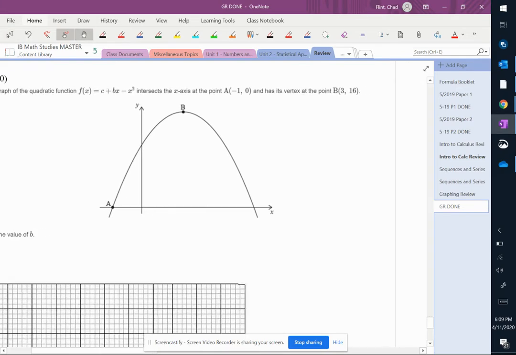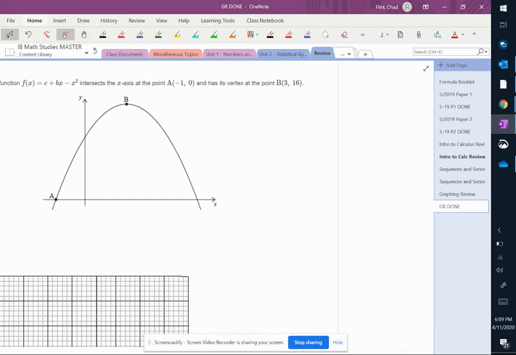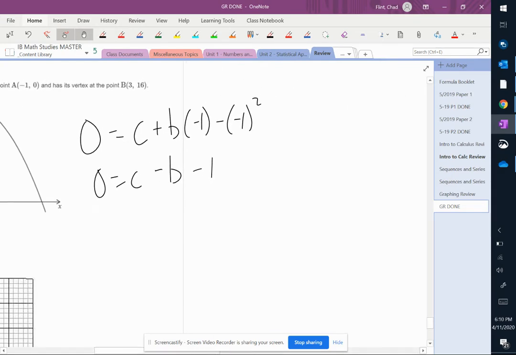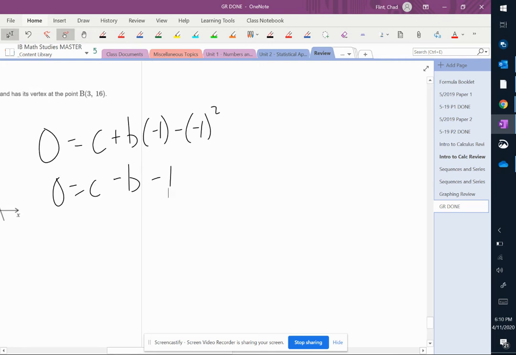This is my second attempt at this because in my first attempt I plugged the wrong numbers in. So don't do that because it'll make it take a lot longer. When I plug a negative 1 in for x, I get a 0 for y. So 0 equals c plus b times negative 1 minus negative 1 squared. I'm going to simplify this out a little. Minus b minus 1. Be careful with that. Negative 1 squared is 1, but then it's minus that, so it's minus 1.